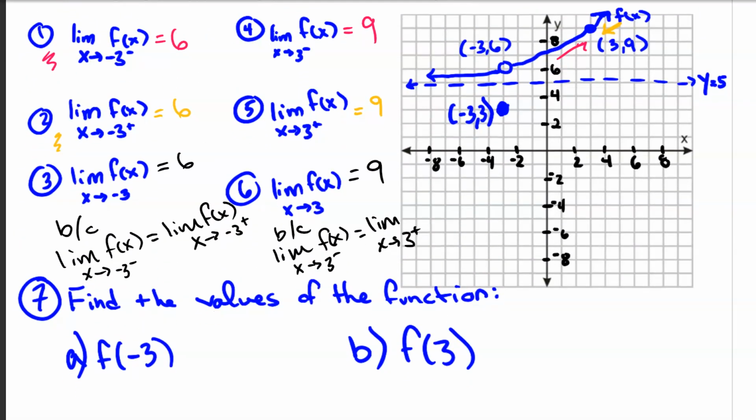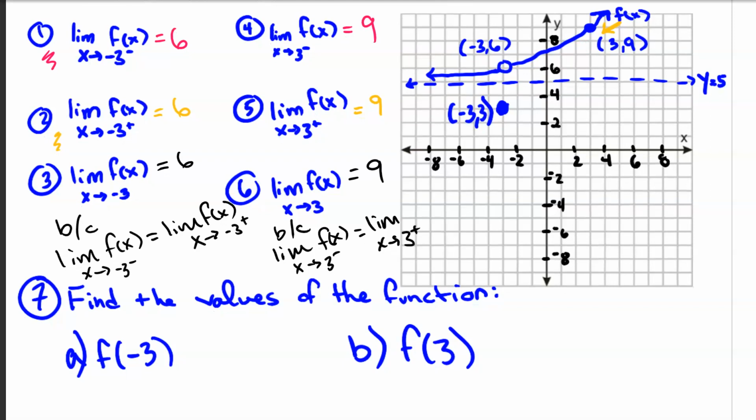I shouldn't scroll down so far. Sorry about that. So lastly, we're going to look for the values of the function at these 2 points. So f of -3. You might be tempted to say 6, but notice that point's excluded. The actual defined point is at 3. So f of -3 is 3. And then f of 3, the point on our curve, is 9. All right, give the we do a try.